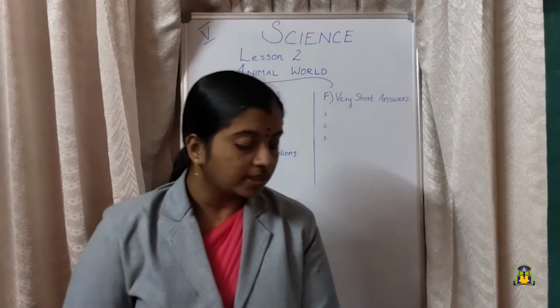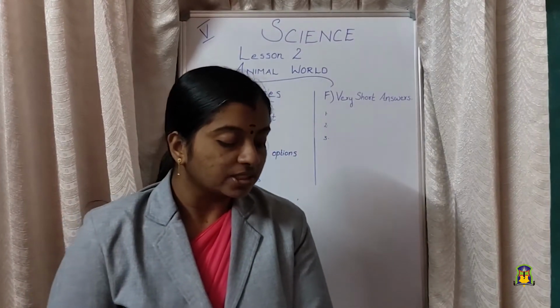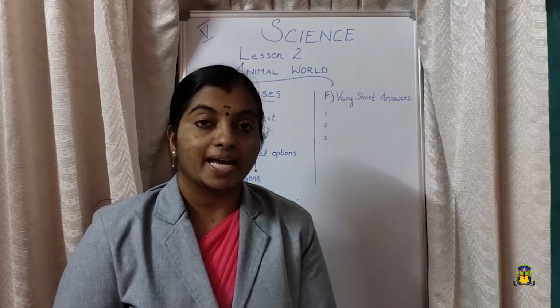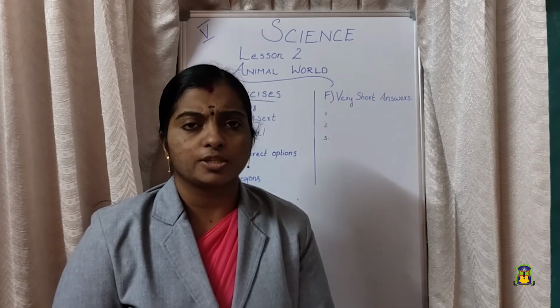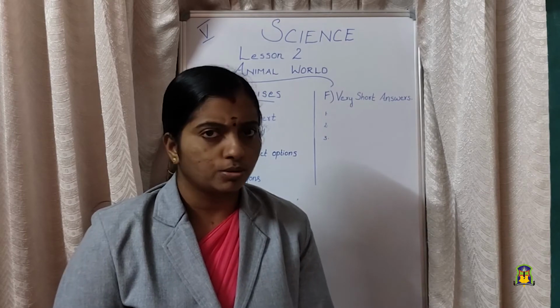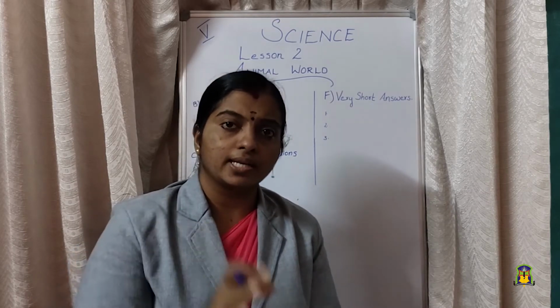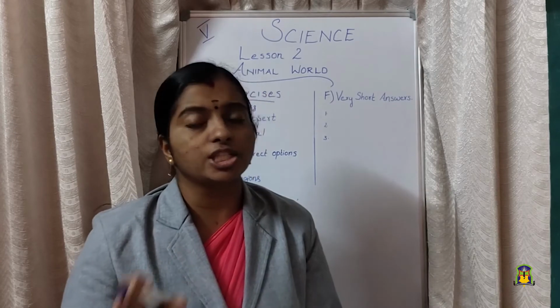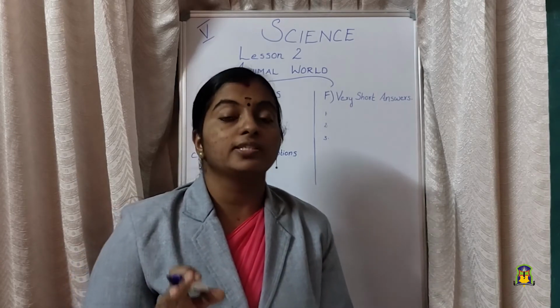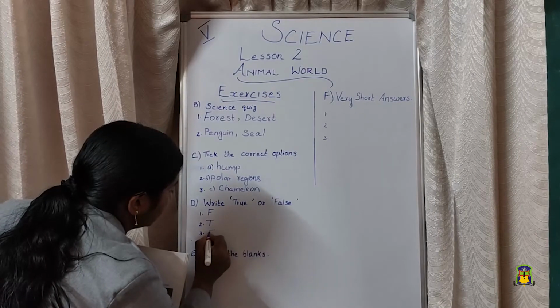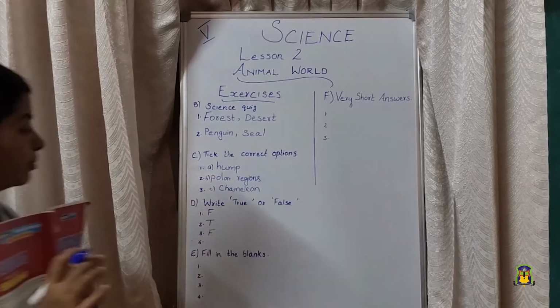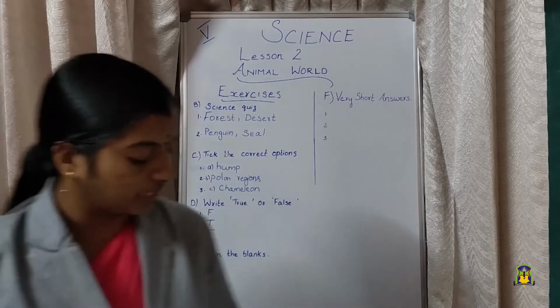Now, the third question. A lion changes its color to match the surroundings. Does a lion change its color to match the surroundings? No, it has a permanent color. It does not change its color with the surroundings. So the statement is false. You put an F there. Put an F against the statement.